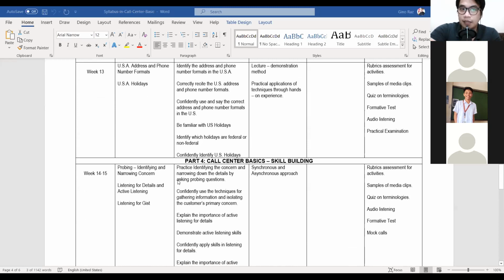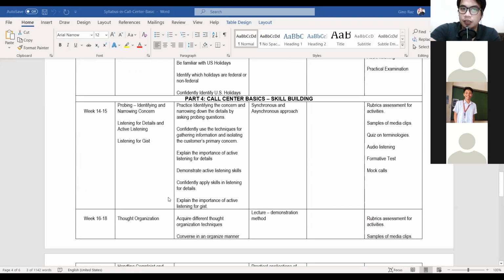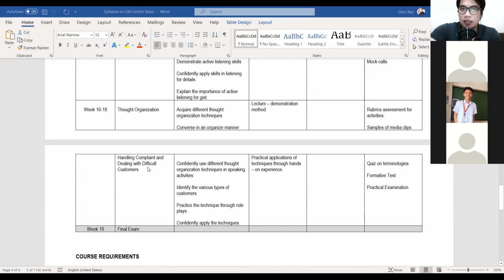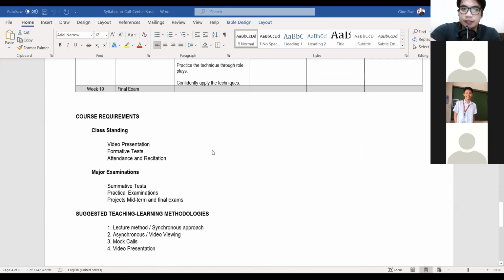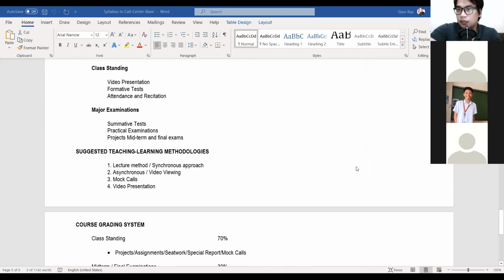And probing, okay, identifying and narrowing concern, listening for details and active listening for gist or how to listen carefully to your customer, and thought organization, handling complaint. So this is the hardest part, handling complaint and dealing with difficult customers. Pag-usapan natin yan lahat in this semester. So of course, same setup pa din. As expected, because of the memorandum number 6, we are required to at least meet you 6 times in 6 synchronous sessions. Okay, but that's just a minimum.